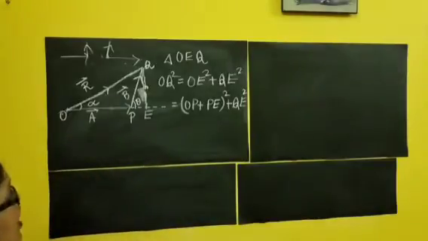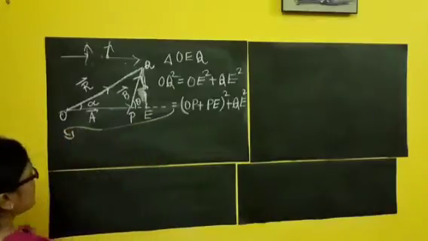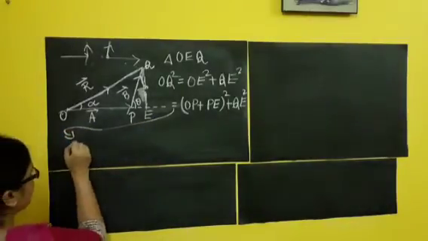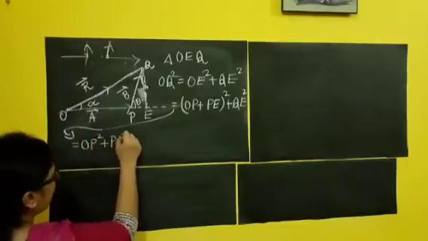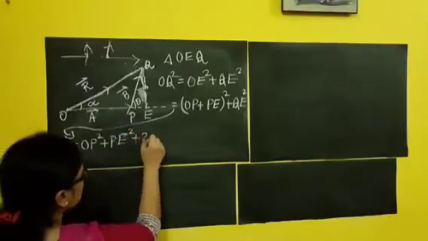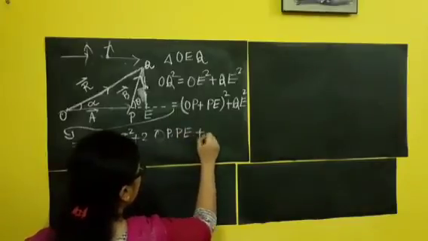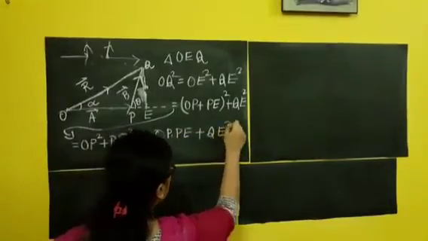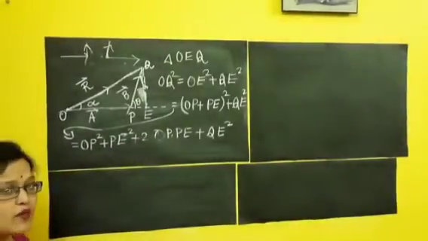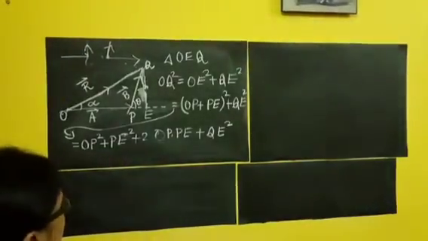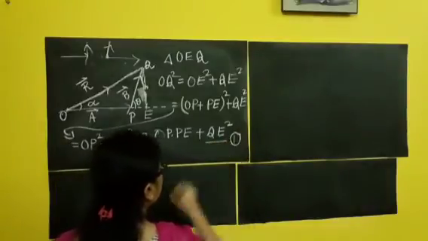Now according to the A square plus B square formula I am doing over here, from there what can I write? I can write OP square plus PE square plus 2 OP into PE plus QE square. I think no confusion. OP square plus PE square, that is A square plus B square plus 2AB, plus QE already in there. Now give it equation number 1.